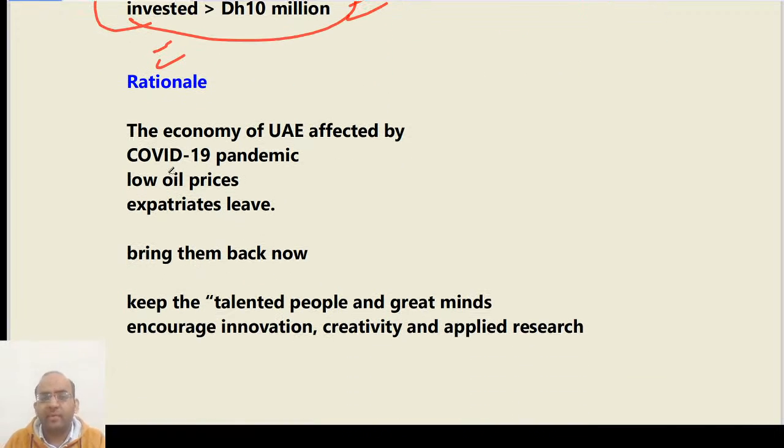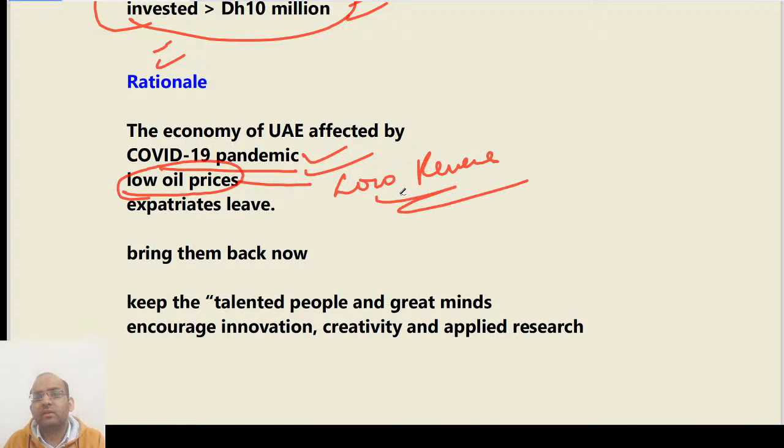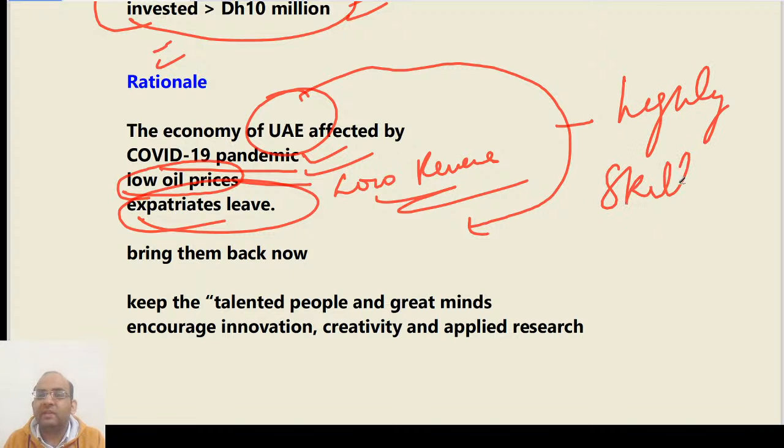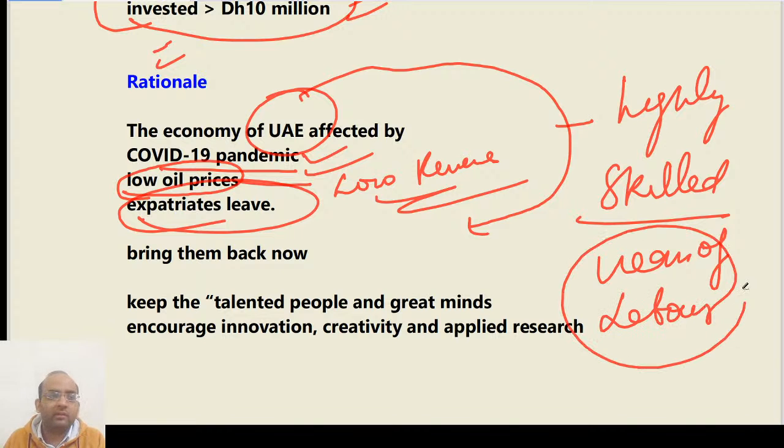See, their economy has been affected by COVID-19 and low prices. COVID-19 shut down factories and shops, etc. Low oil prices, low revenue to the government, low investment, low employment. That is why the diaspora community is leaving the UAE. They are not finding jobs here, so they are leaving. So the UAE wants to attract back the diaspora, but not all kinds of diaspora. Not the unskilled workers or the semi-skilled workers, only the highly skilled workers. That is basically the cream of the labor. They are just inviting the cream of the labor.